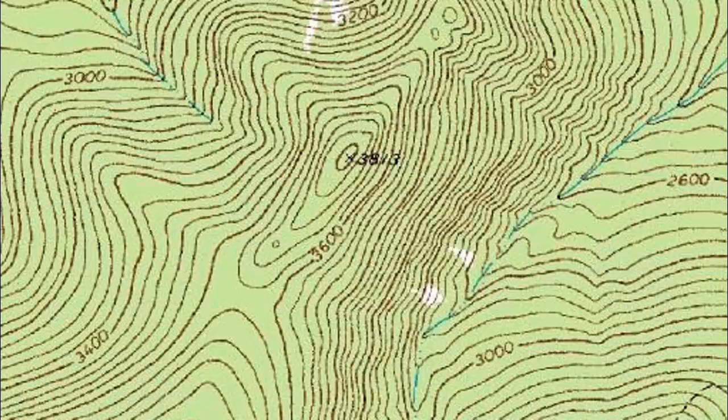The dark bold lines are going to be our contour lines. So for example, the contour line labeled 3600. The points on the map that lie on this particular contour line are all going to have an elevation of precisely 3600 feet. Similarly, if we look at the contour line labeled 3400, all the points on the map that lie on this particular contour line are going to have a height of 3400 feet above sea level.